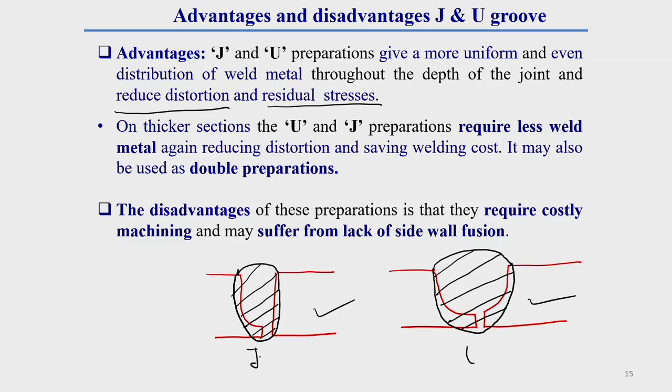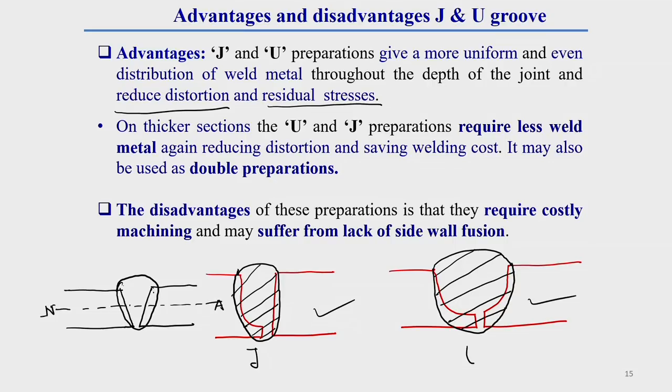Now why is the distortion less due to this uniform distribution of weld material? That we should also know. Let's say this is a V groove butt joint. How the deformation, or angular deformation, takes place in a butt joint, that we should know. Once we do the welding, the weld bead shape looks like this.